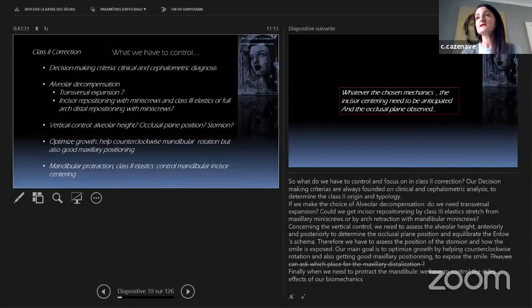Our main goal is to optimize growth by helping counterclockwise rotation, and also getting good maxillary positioning to expose the smile. Finally, we need to protract the mandible, and in this case, we have to control the side effects of our biomechanics.